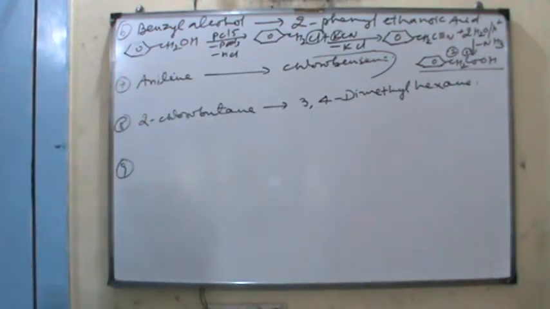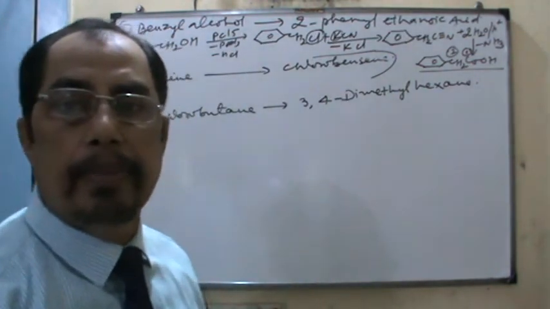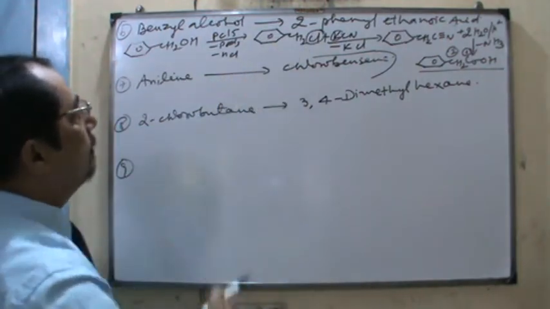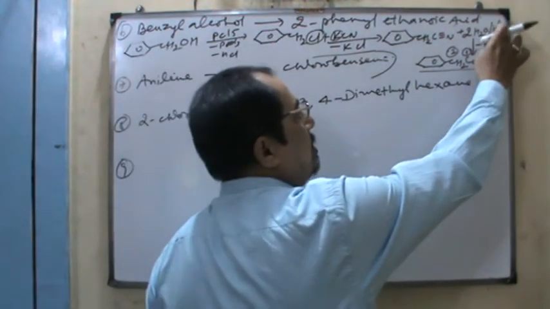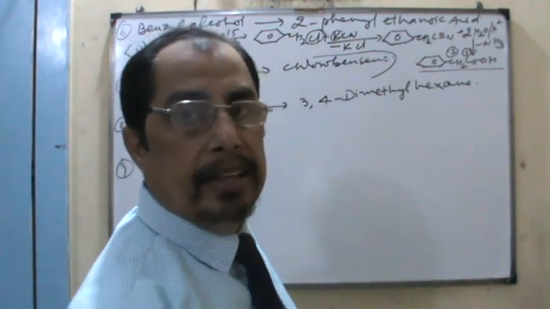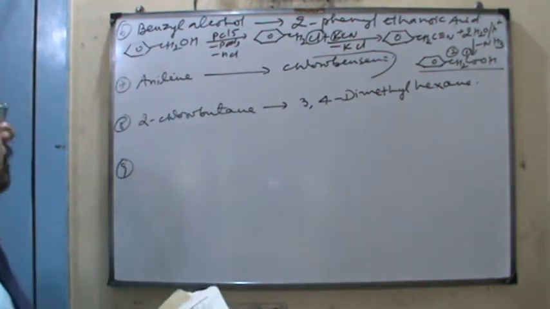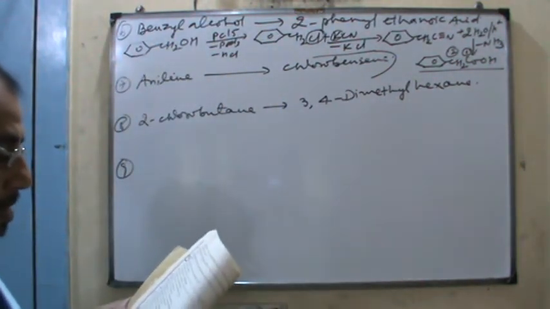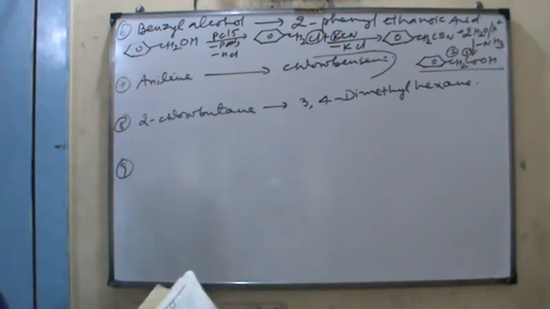So for benzyl alcohol to 2-phenyl ethanoic acid, you get first halide, then cyanide, which is hydrolyzed in acidic medium. This point you have to remember, in acidic medium you get the acid. Now the sixth question is done. Now the seventh question is ethanol to propane 1-nitrile.